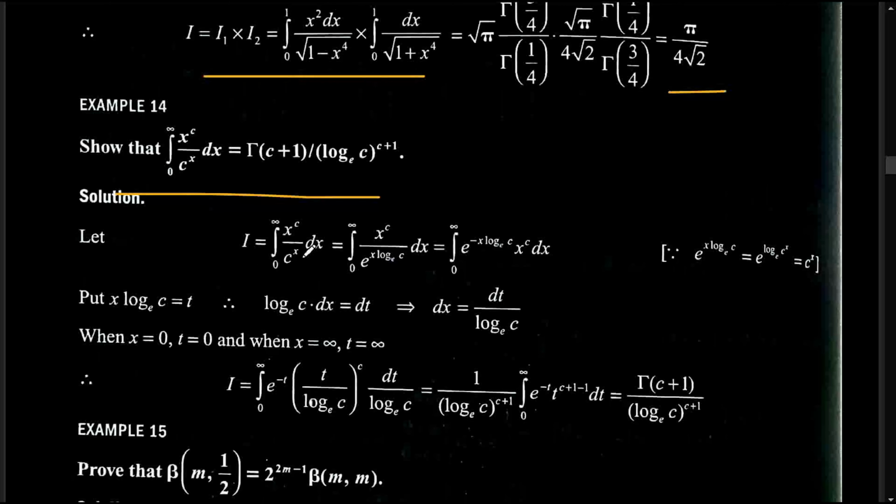So c to the power x can be written as e to the power x log c. Why this? Let's see. e to the power x log c is nothing but e to the power of (log c) whole power x, because if there is any power on the log, it comes as a multiplication before the log. And we know that e to the power of log is nothing but the value. So e to the power of log of c to the power x is equal to c to the power x.